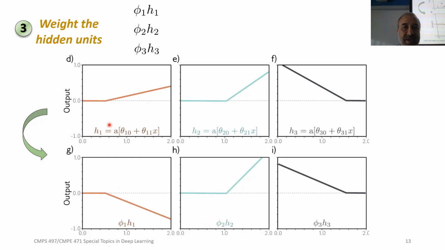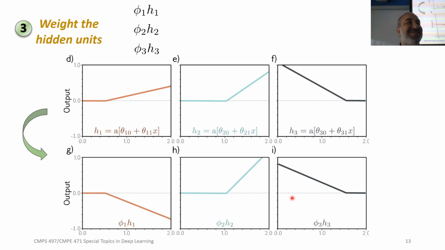So look at this. In the first row, that's h1, this is h2, and this is h3. Now we multiply h1 by phi1, and we get this one. Can you guess if phi1 is positive or negative? It's negative, because the sign has changed. And how about the second one? It's positive. Greater than 1 or less than 1? Greater than 1, because the value has increased. How about this one? Positive, less than 1.